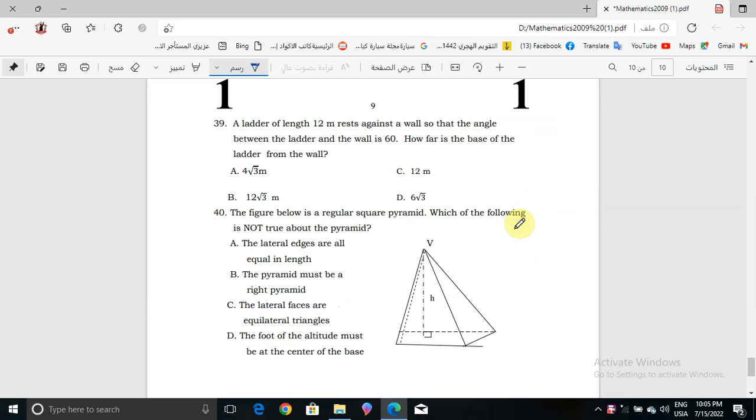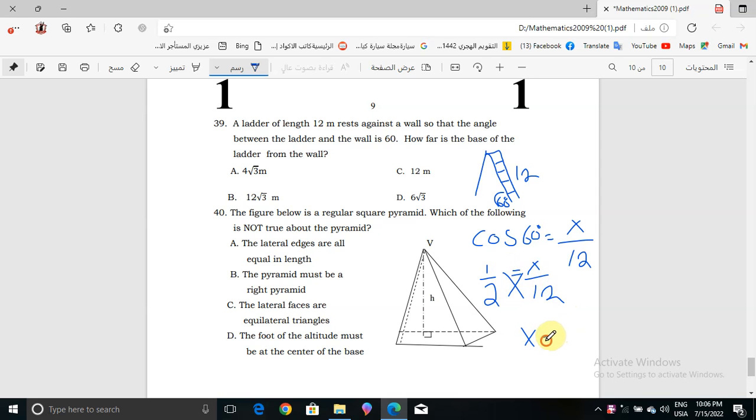Now let's go for question number 39. It says a ladder of length 12 rests. Okay, now what we'll do here, we'll make the graph itself. This is the ladder, and here we have 60 degrees. And here we have 12. Then cos 60 is equal to x over 12. Okay, then 1 over 2, because cos 60 is 1 over 2, is equal to x over 12. Then when you crisscross, the final answer will be x is equal to 6. That means the correct answer for question number 39 is choice D.